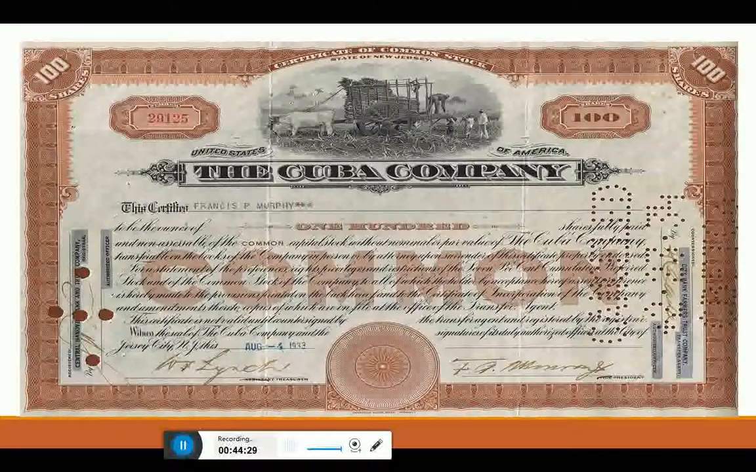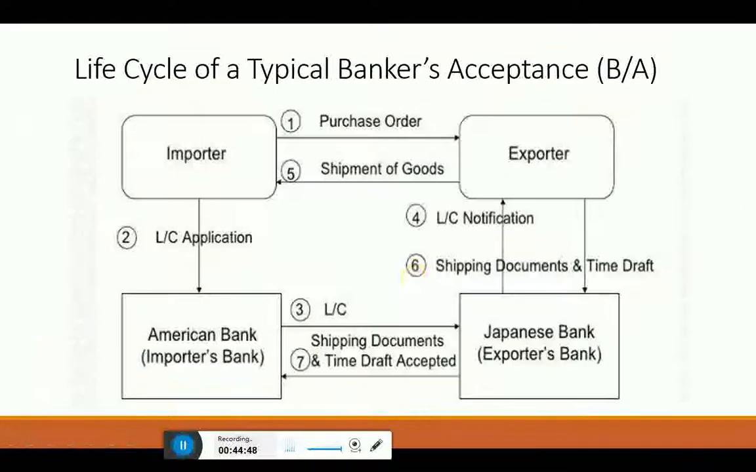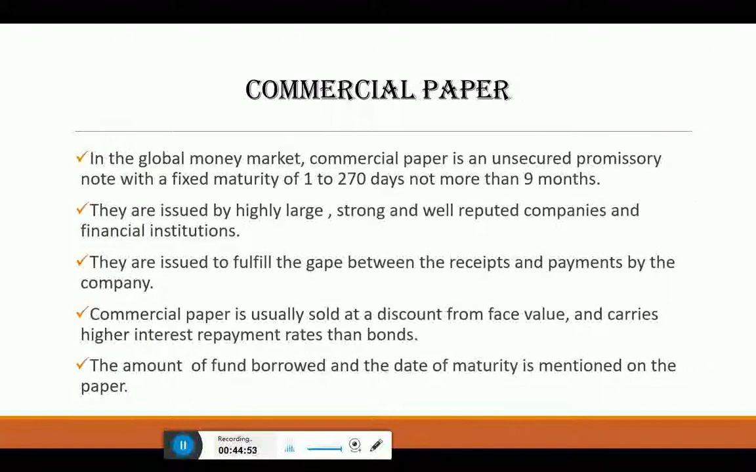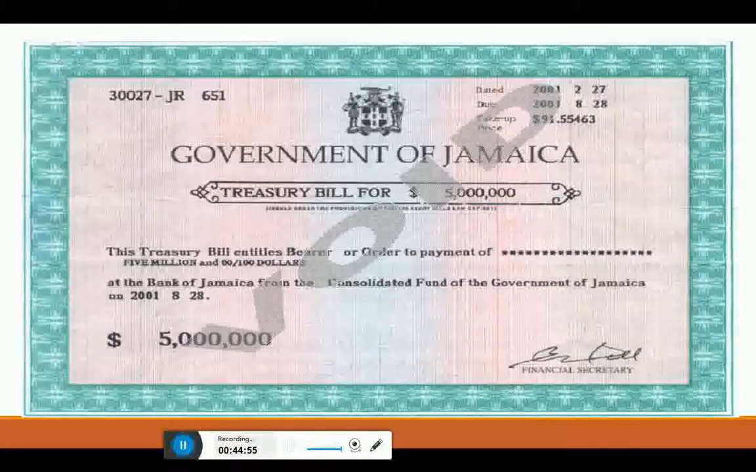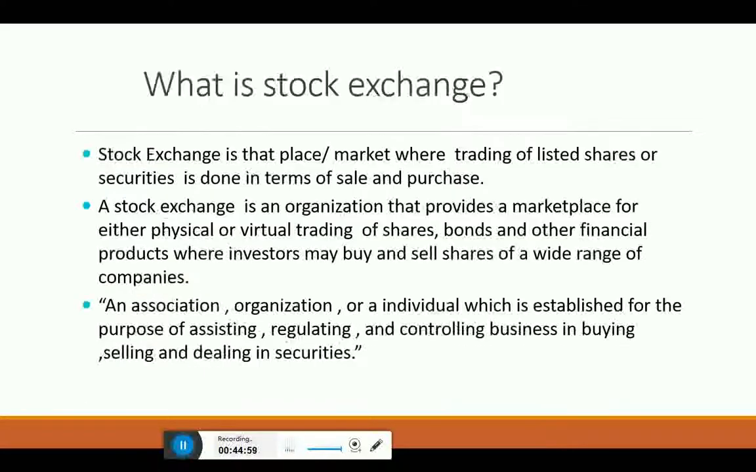Next we have preferred stock. Preferred stock could also be in this format, but instead of common, which you can see is written here, preferred will be written. So the format is the same, only the word common will be replaced by preferred. So these were the specimens of the short-term financial instruments and long-term financial instruments, or you can say money market instruments and capital market instruments, right?